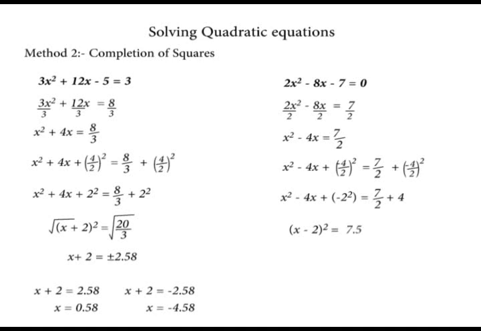That is 7.5. We find the square root of both sides and we remain with x minus 2 is equal to plus or minus 2.74. If we take the positive, x minus 2 is equal to 2.74, x will be equal to 4.74. If we take the negative, x minus 2 is equal to minus 2.74, then x is equal to minus 0.74.